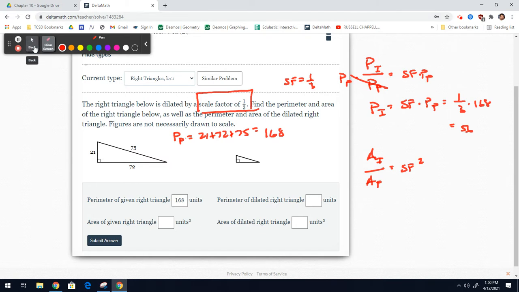So without even knowing anything about the lengths of the other right triangle, I was able to find its perimeter right there. We'll do the same thing with the area, or a similar thing, right? So the area, and I'll use blue.